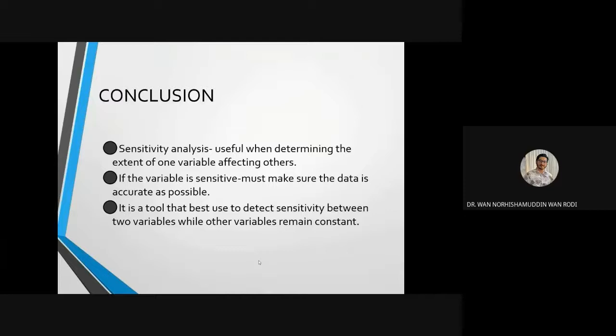So if the variable is sensitive, one must make sure the data is as accurate as possible to reduce the systematic error. So sensitivity analysis is a tool best used to detect sensitivity while other variables remain constant. So these are the usages of sensitivity analysis.